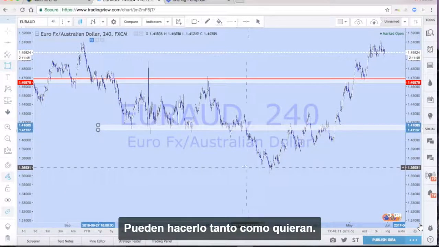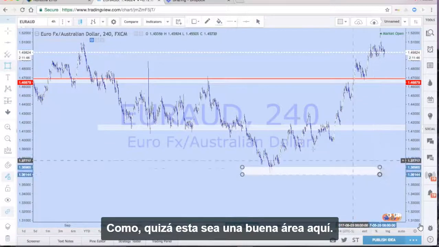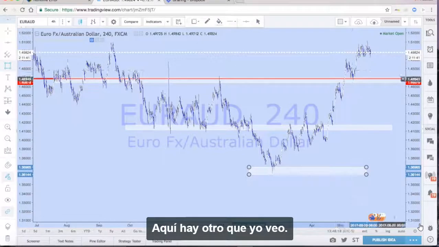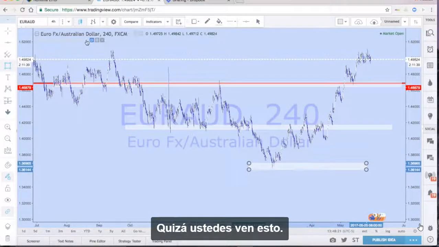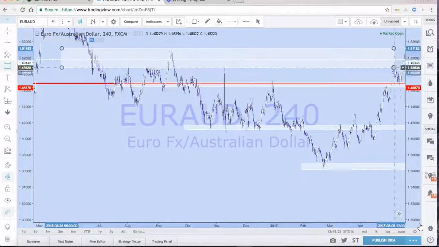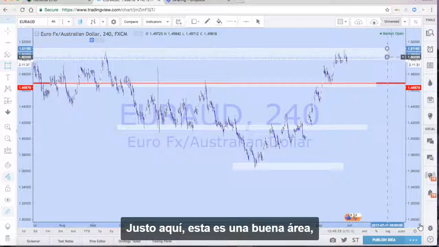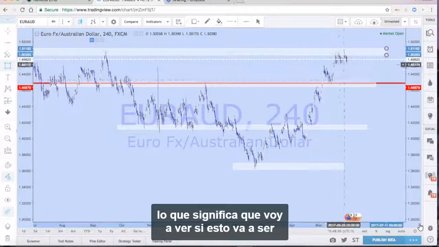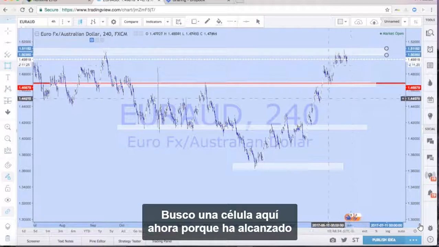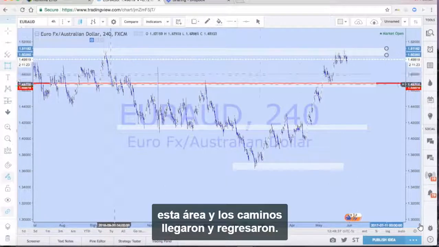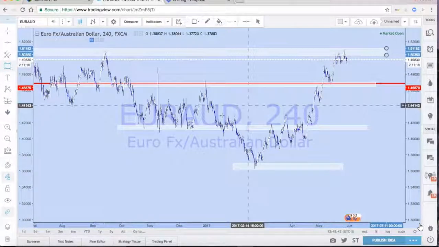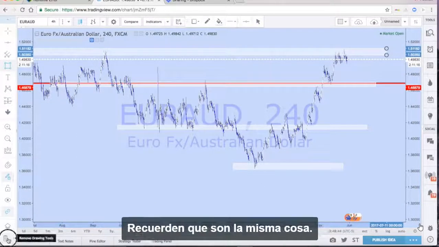You can do them as much as you want. Like maybe this is a good area right here. Really, everybody sees things totally different. Here's another one that I see. Maybe you see this, I see, you see, we all see. Okay. So, right here, this is a nice area. Meaning I'm looking to see if this is going to be more of a sell than anything. I'm looking for a sell here now because it's reached this area and the past has came and turned around. Right here it's struggling. So that's one. All right. So that's how you would draw support resistance. Remember, they're the same thing.